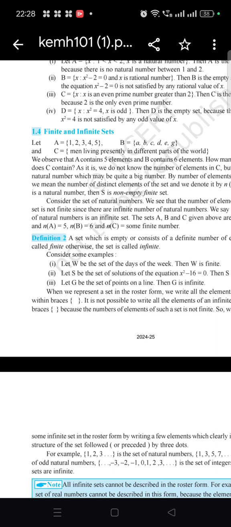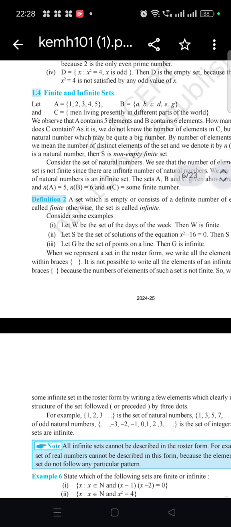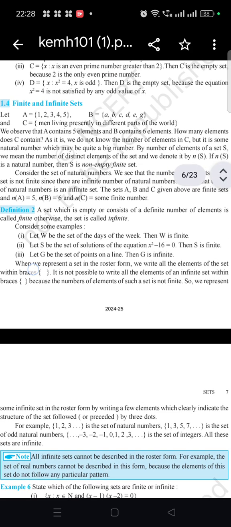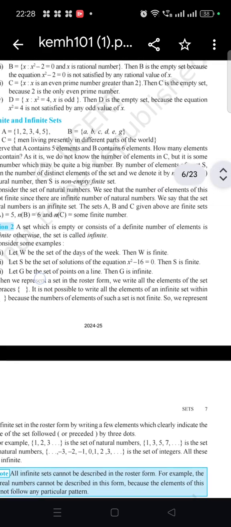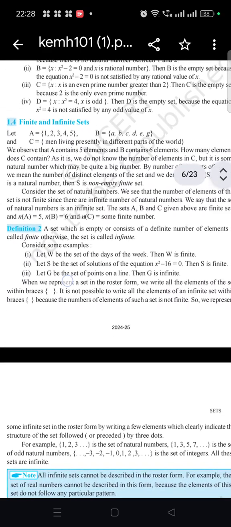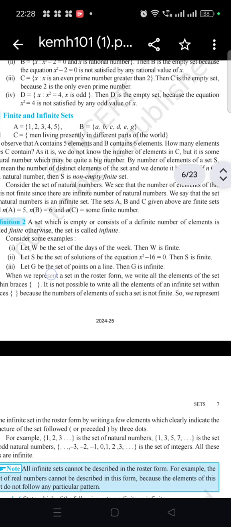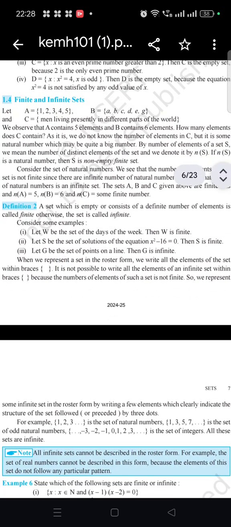But where there is an infinite number of elements, a set which is empty or consists of a definite number of elements is called finite. Otherwise, the set is called infinite. So, what is infinite? Consider some examples. Let W be the set of the days of the week. W is finite because there are 7 days in a week.